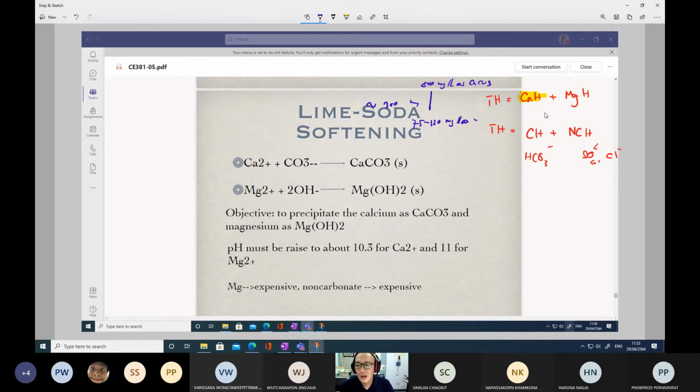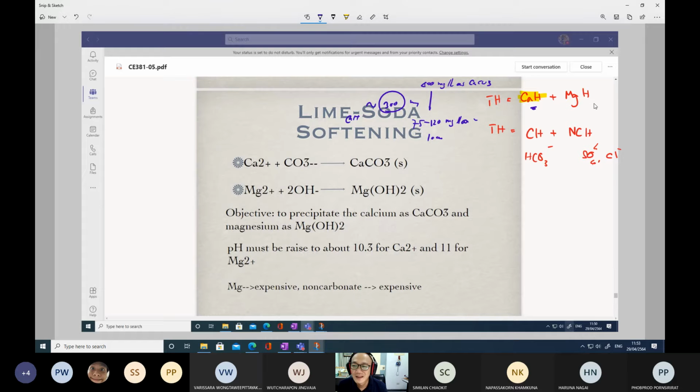And we need to remove the calcium hardness first. For example, if we want to bring the 400 to around 100, we have to remove 300. So if the 300 is the calcium hardness, if all these 300 milligrams per liter as calcium carbonate to be removed is calcium hardness, then we don't have to go for the magnesium hardness removal.